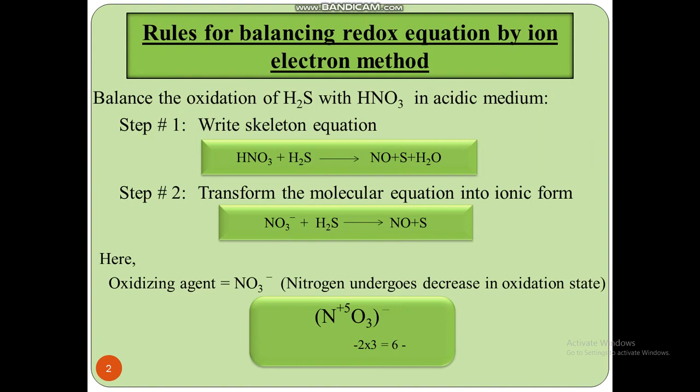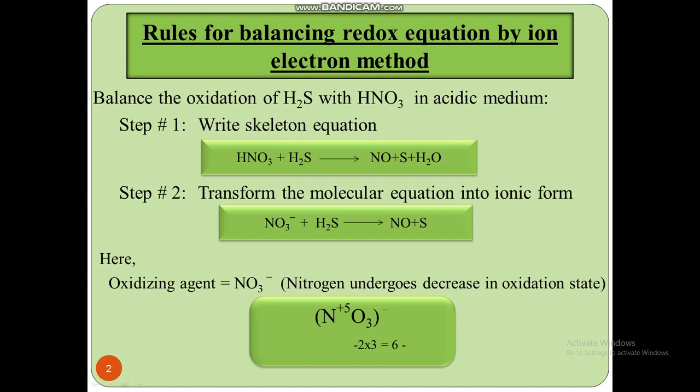Rules for balancing redox equation by ion-electron method. There are certain rules for balancing the redox equations. Here we have to discuss the oxidation of H2S, that is hydrogen sulfide, with nitric acid in acidic medium. Step number 1. In the first step, we have to write the skeleton equation. Here we write this skeleton equation.